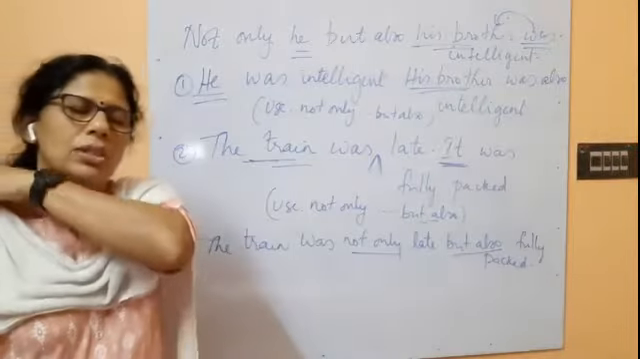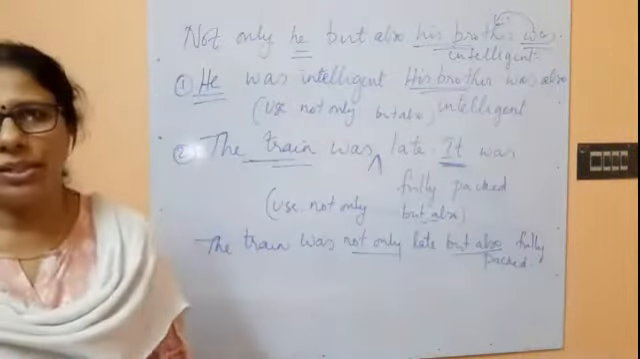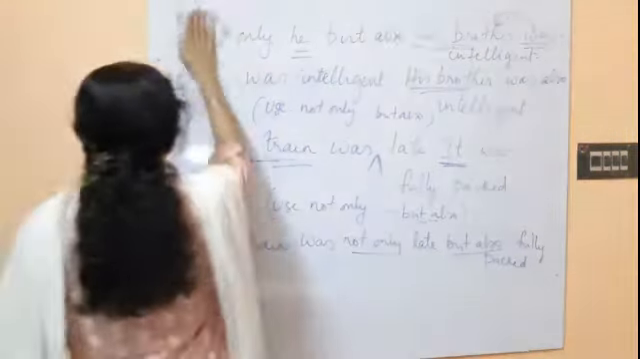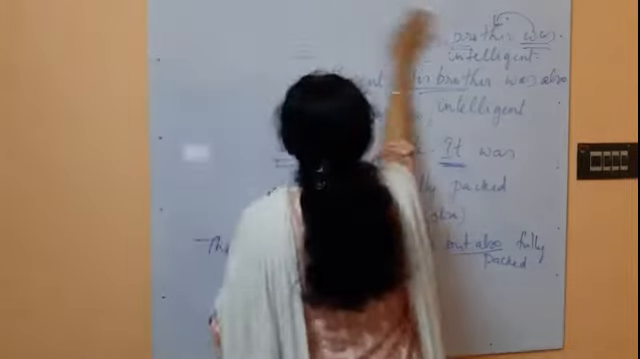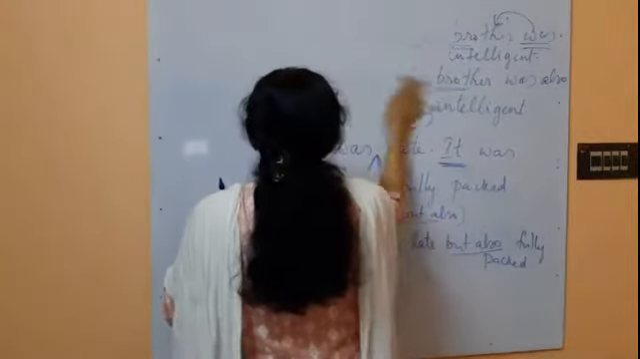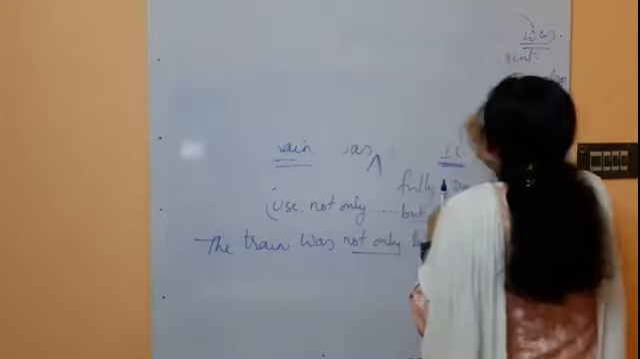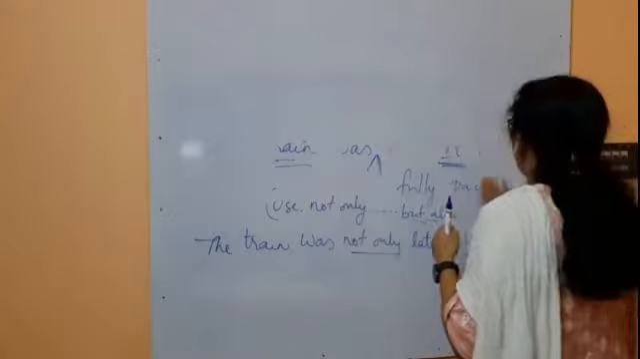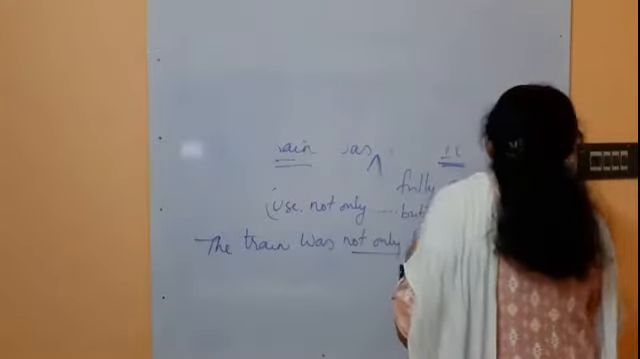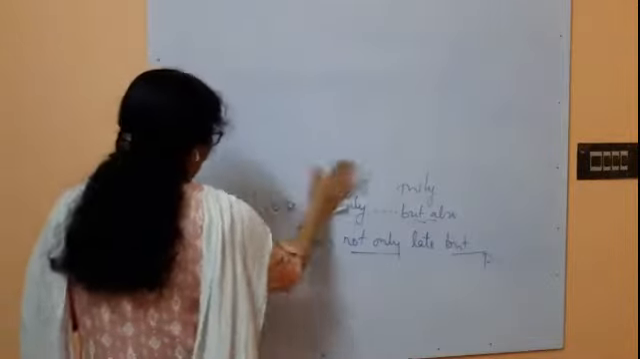Okay, you have to mention that in the beginning itself. Not only he but also his brother was intelligent. In such a way you have to combine using not only but also. I think with these two examples, with this comparison between these two sentences, you see how to combine the sentences by using not only but also if subjects are same and if subjects are different. So that is clear to you, I think so.